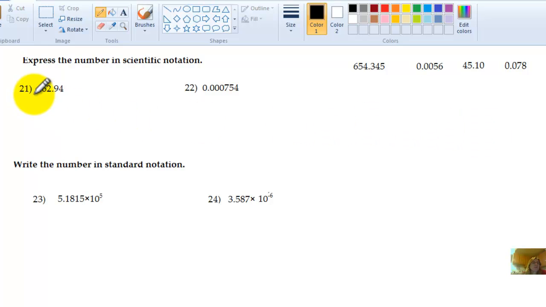Okay, these are problems 21, 22, 23, 24, test for review, and this is about scientific notation. Problems 22 and 24 are sort of opposites of each other, and problems 21 and 23 are opposites of each other. So we're going to take a look at how to work these out.